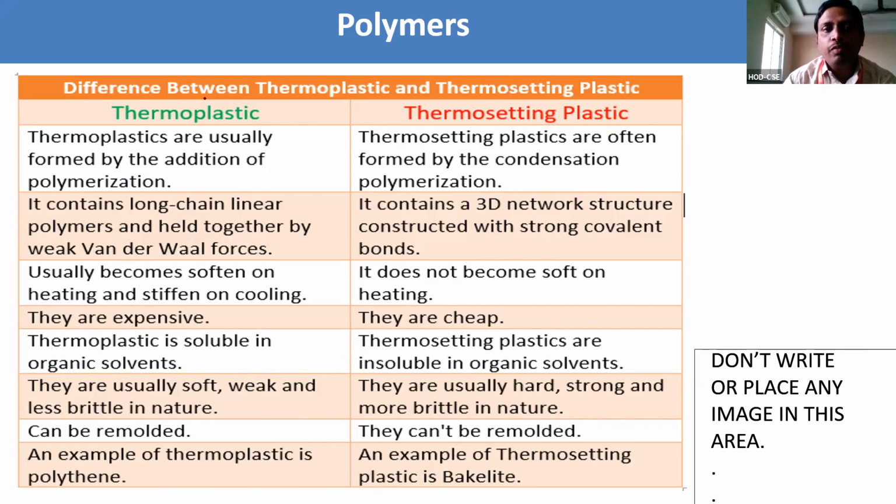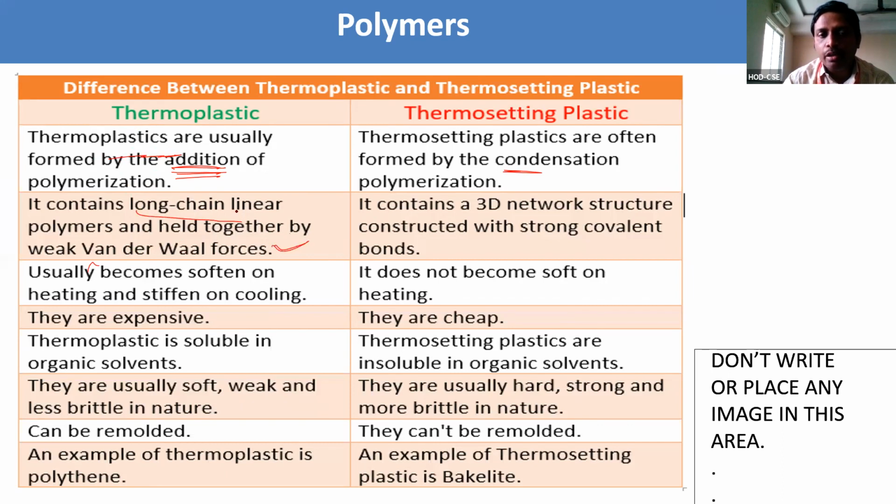What are the differences between thermoplastic and thermosetting plastics? Thermoplastics are usually formed by addition polymerization. Thermosetting plastics are often formed by condensation polymerization. Thermoplastics are long chain linear polymers held together by weak van der Waals forces. The bond present between the polymer chains is the weak van der Waals force.